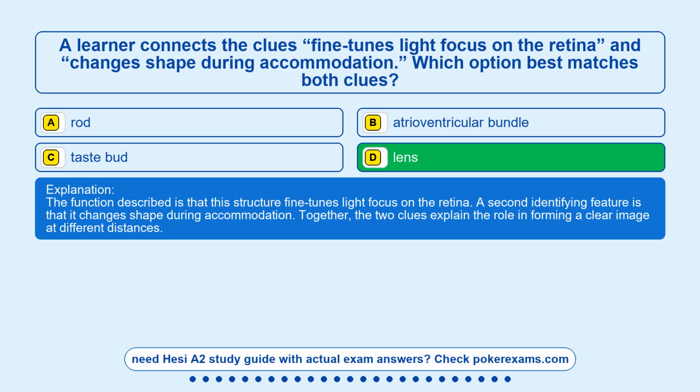The function described is that this structure fine-tunes light focus on the retina. A second identifying feature is that it changes shape during accommodation. Together, the two clues explain the role in forming a clear image at different distances.